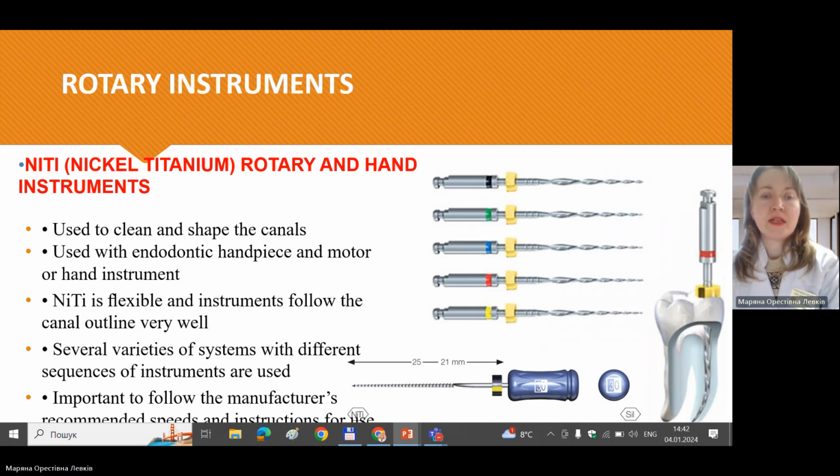Nickel titanium rotary and hand instruments. You can see over here rotary instruments and over here hand instrument. NiTi files are used to clean and shape the canals, used with endodontic handpiece and motor or can be hand instruments. NiTi is flexible and instruments follow the canal outline very well. Several varieties of systems with different sequences of instruments are used. It is important to follow the manufacturer's recommended speeds and instructions for use.